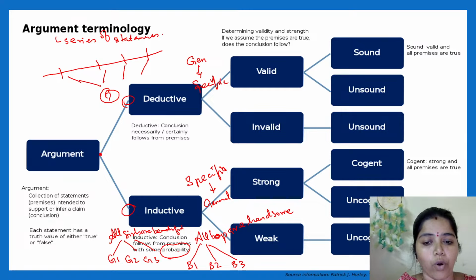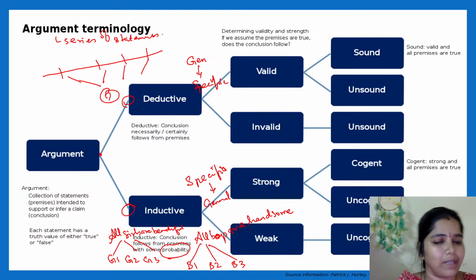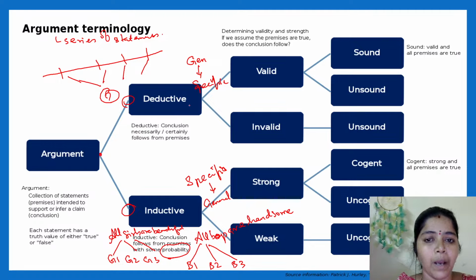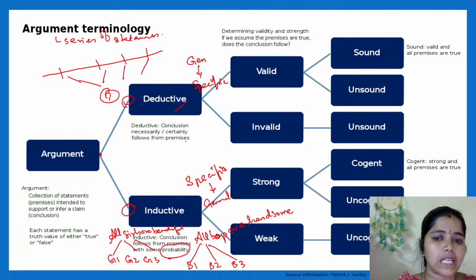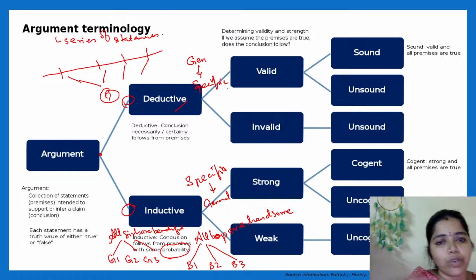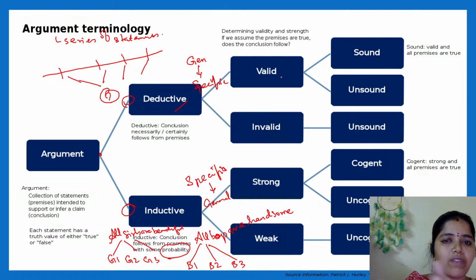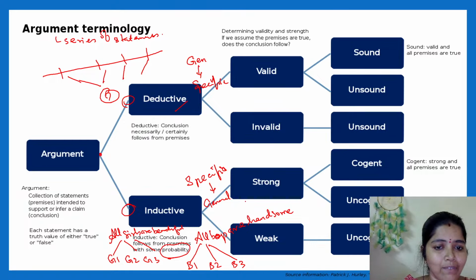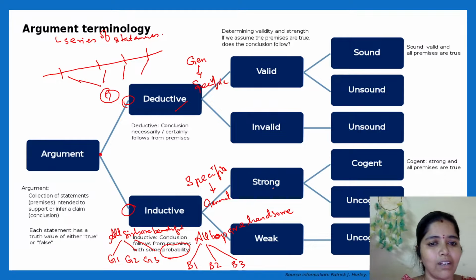The conclusion follows from the premises with some probability. It may not be, some probability. But in deductive reasoning, the conclusion should compulsorily follow the premises. Clear? Right. Then we move to deductive on the other end. It is valid or invalid. When I say deductive reasoning, the conclusion will be either valid or invalid. When I come to inductive, it will be a strong or a weak argument.